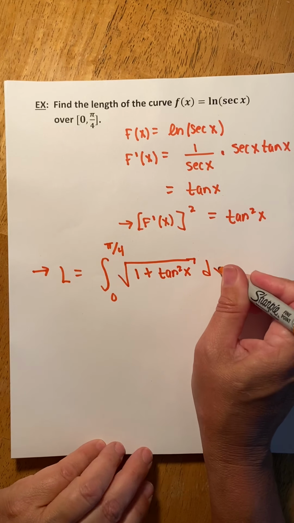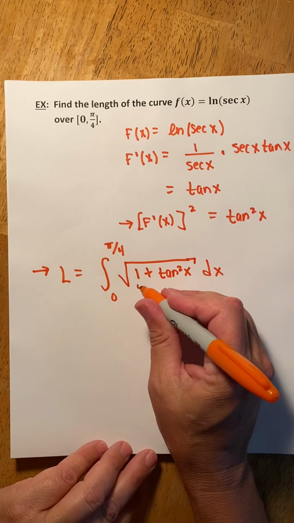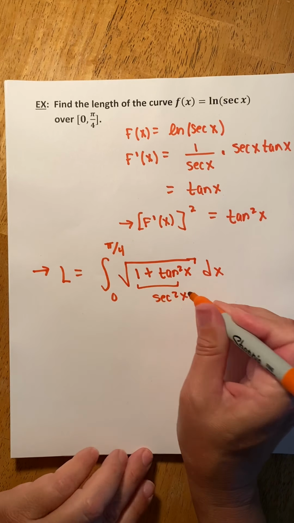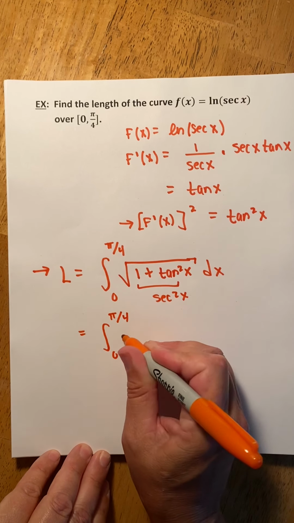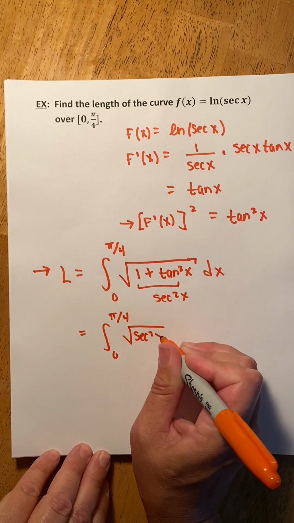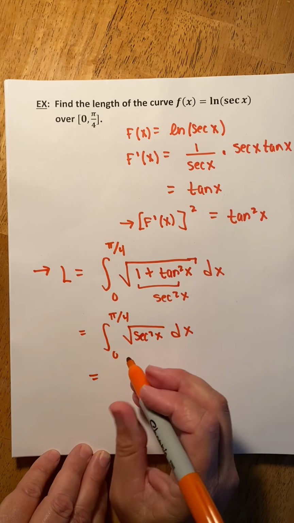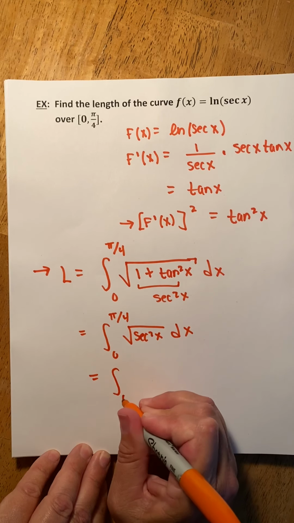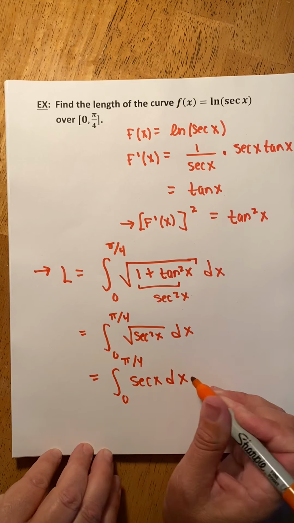Okay, so everything we've learned in previous chapters applies. Well, 1 plus the tangent squared is just the secant squared. So we're really just evaluating the integral from 0 to pi over 4 of the square root of secant squared. Right, but the square root of secant squared over a positive interval is just the secant. So 0 to pi over 4, secant x dx.